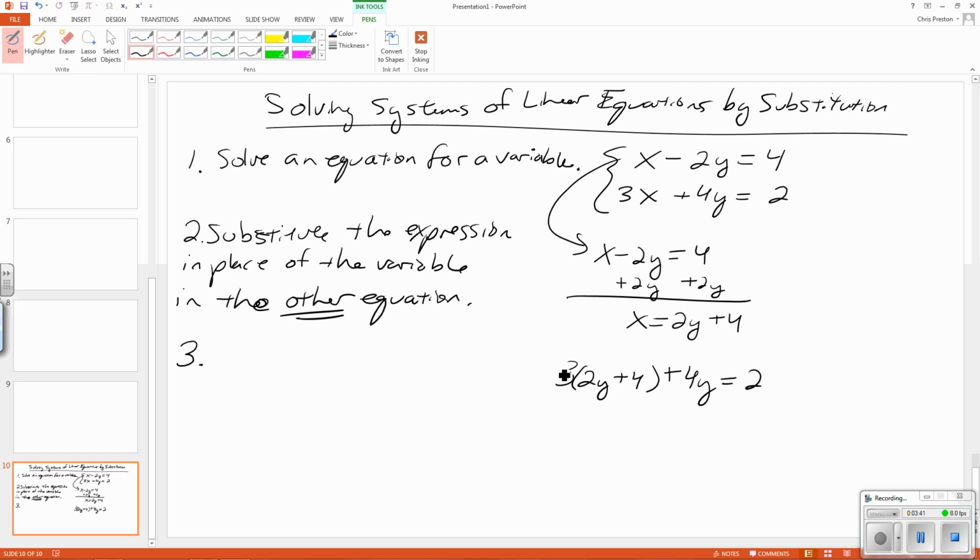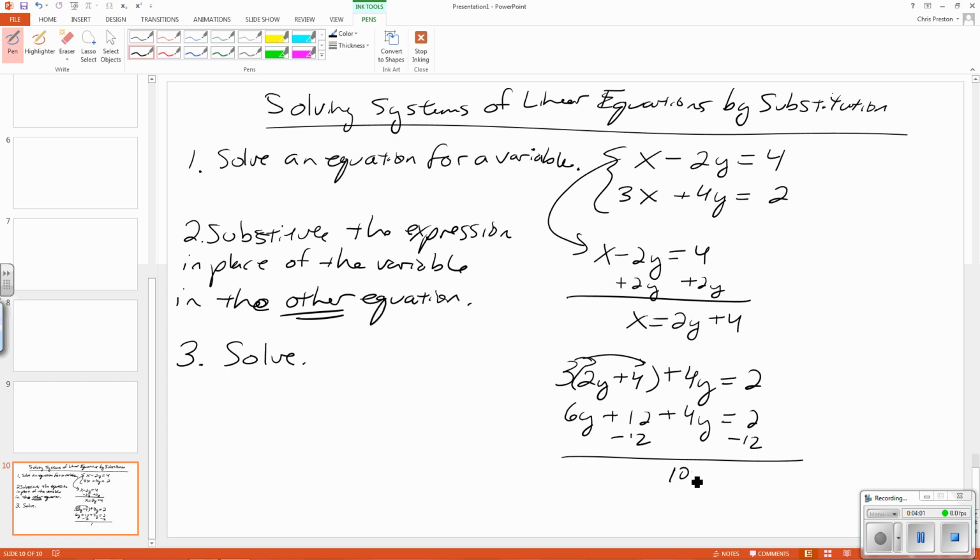All right, so step 3, solve. So now I'm going to solve this equation. I'm going to distribute that 3 times 2y and 3 times 4. So plus 12 plus 4y equals 2. Let's get our 12 to the other side of our equation. 6y plus 4y is 10y equals 2 minus 12, which is negative 10. Divide both sides by 10, and you get y equals negative 1.